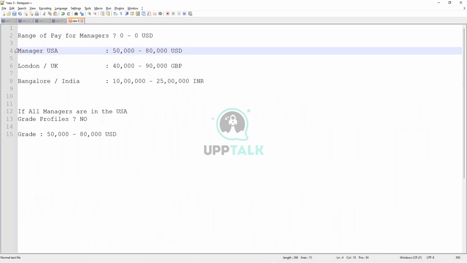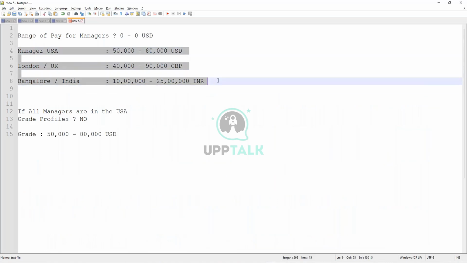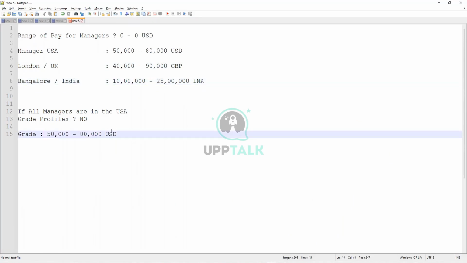So if you are going to have this kind of a complicated scenario, managers, there are some managers in the US, some managers in the UK, some in India, then in the grade, instead of trying to figure out, okay, is it $50,000 or 10,000 rupees? It's 10 lakh rupees or 4,000 pounds. No need to bother, just put it as 0. You don't define a range at all.